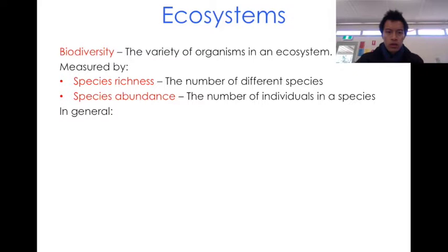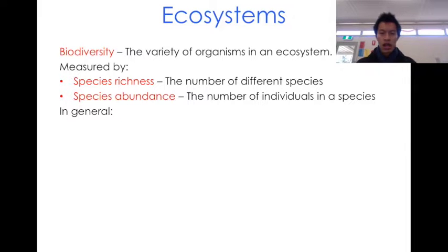The term we use to understand variety and diversity in ecosystems is called biodiversity, and that's one of the key features of a lot of ecosystems. We talk about biodiversity because it helps us understand the importance of different organisms being in that particular habitat or environment. So biodiversity is simply the variety of organisms in an ecosystem, and we measure it two ways.